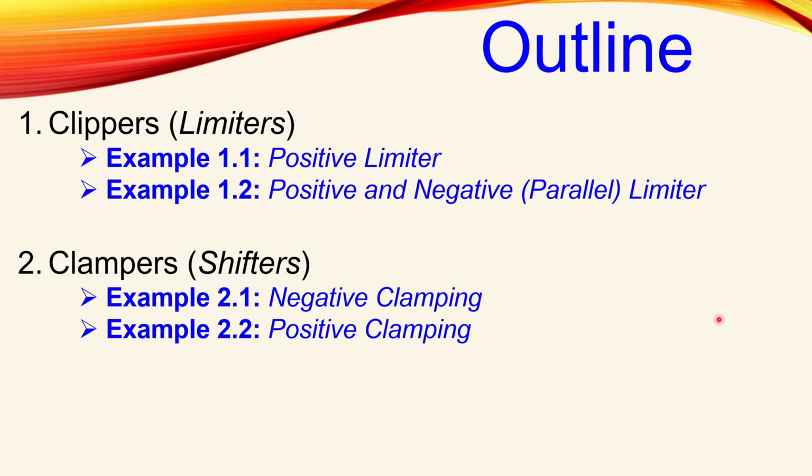So let's look at the outline before we move on. We start first with the clippers. Those are also called the limiters. We have example 1.1. We will look at the positive limiter. And example 1.2, we'll look at the positive and the negative limiter together, which is called the parallel limiter or parallel clipper. The clamper is the second subject, which will be also called shifters. Example 2.1 will be about negative clamping and example 2.2 about positive clamping. So we have now 4 examples in total.